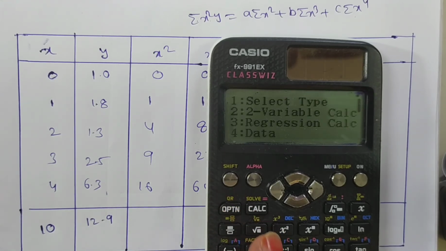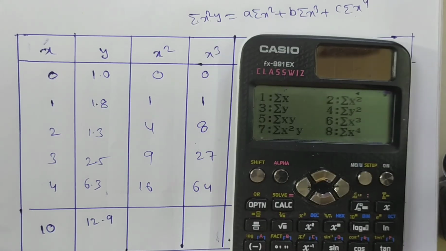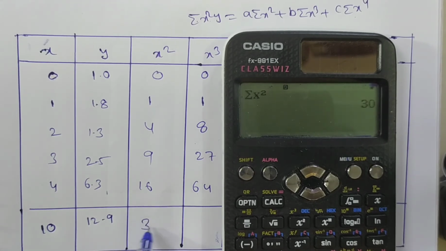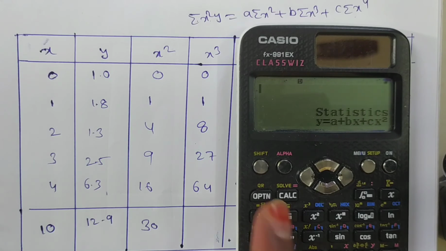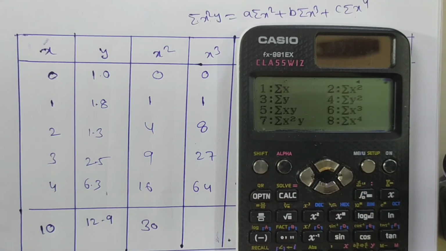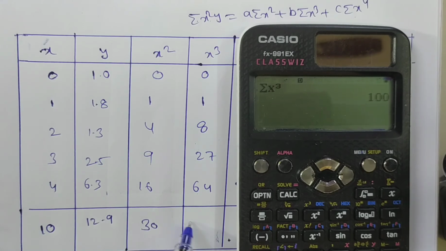Next again press AC. Go for options. Now down joystick. Press 1. Again you require x square. Summation x square means press 2. Press 2 is equal to, you observe, 30. Next press AC. Now what do I require? Summation x cube. Go for options. In this one down joystick. Summation 1, press 1. Now summation x cube is which option? You see, sixth option. So press 6, equal to button. Then I will have 100.